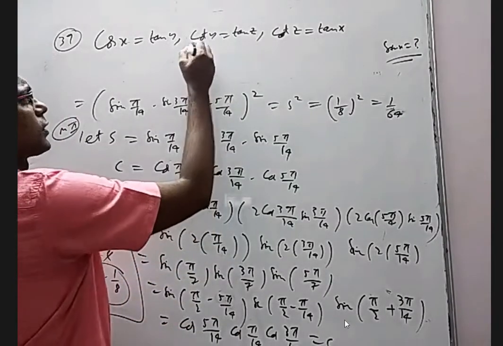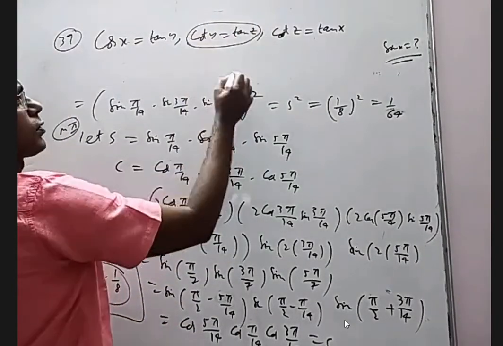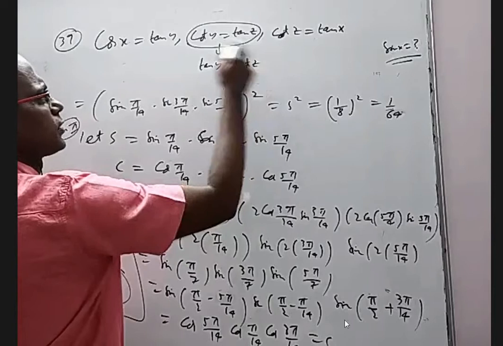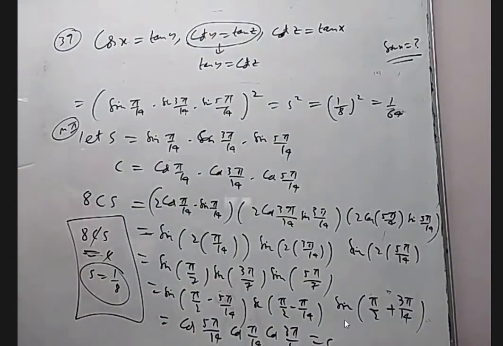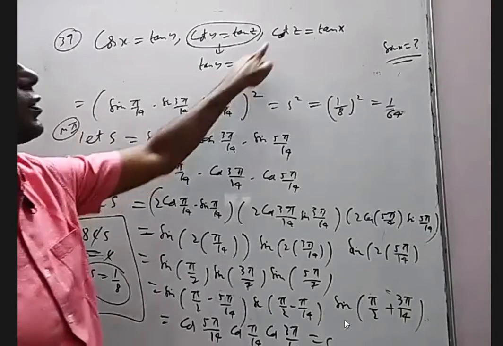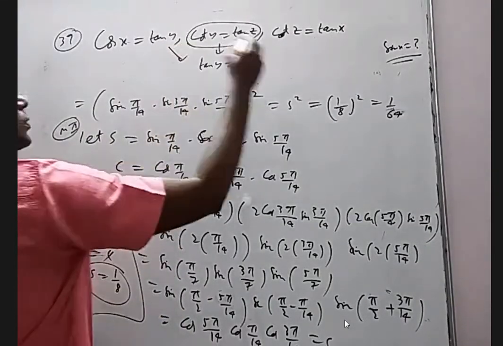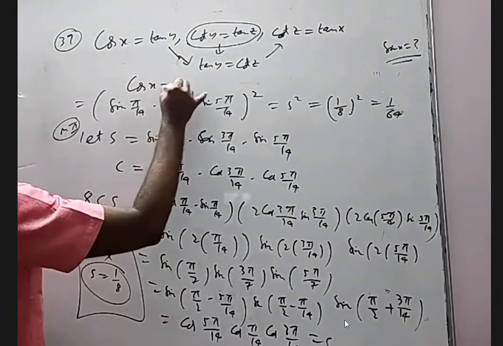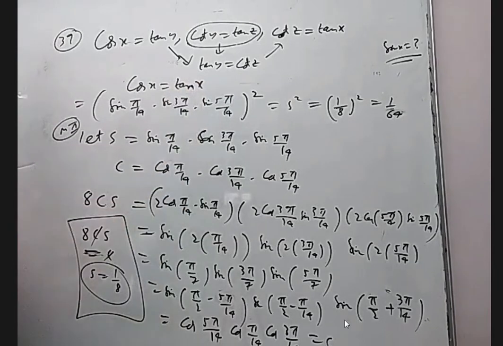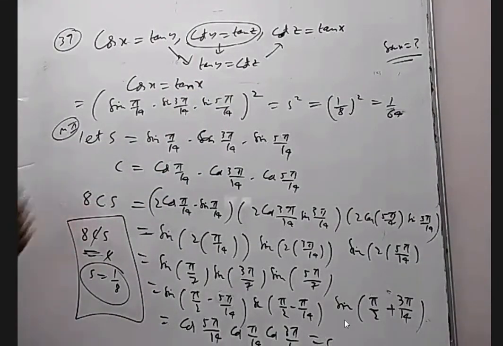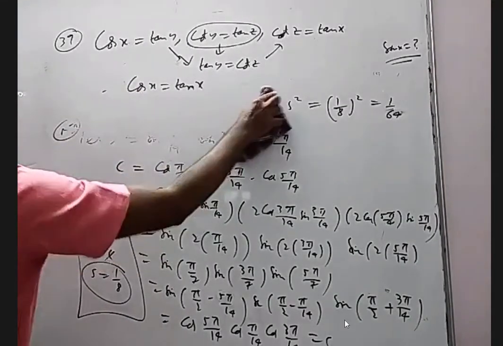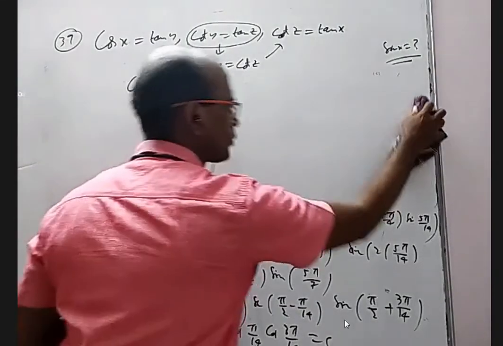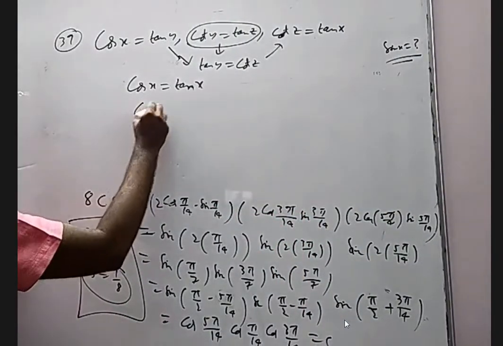There's nothing much, just a small thing. This cot y equal to tan z, I want to take reciprocal. So it will become tan y is equal to cot z. Reciprocal of this, reciprocal of this. Now we can see cos x is tan y, is cot z, and cot z is tan x. This is equal to this, this is equal to this. So we'll get cos x is equal to tan x.